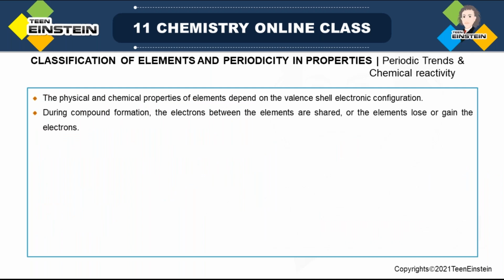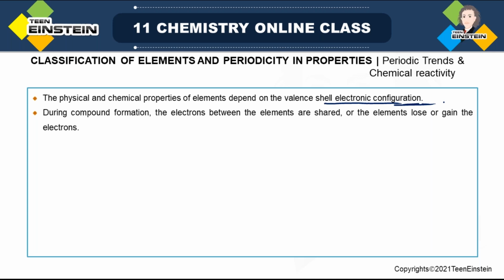So after these anomalous properties, the next topic is periodic trend and chemical reactivity. Physical and chemical properties of elements depend on the valence electronic configuration. So that is said several times, we already know that.